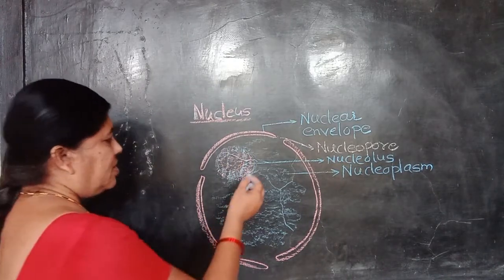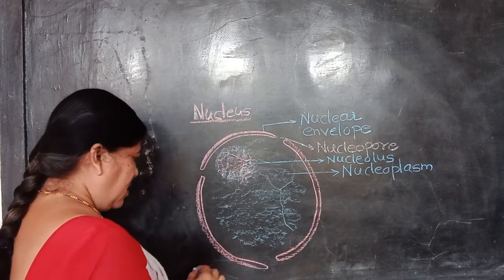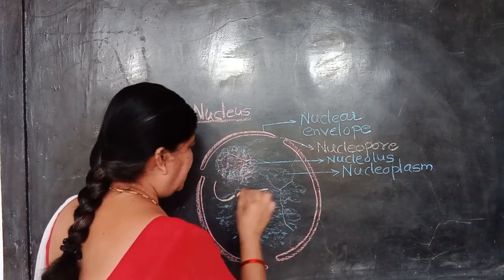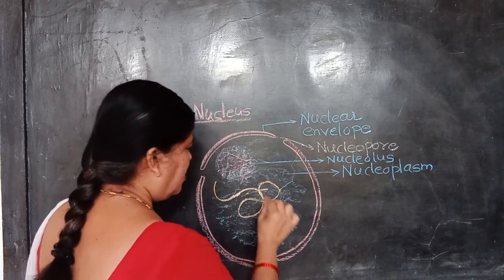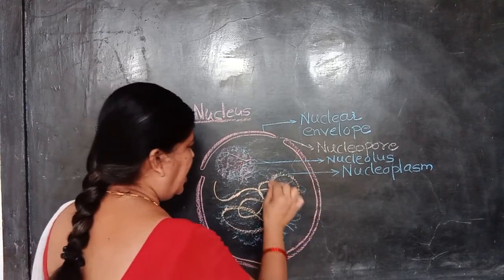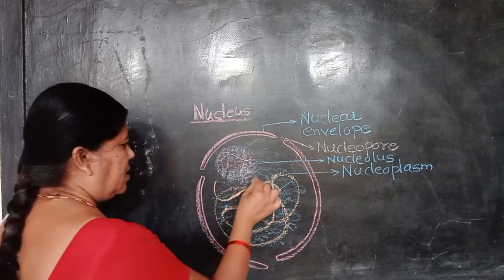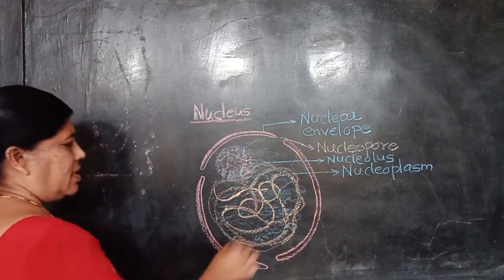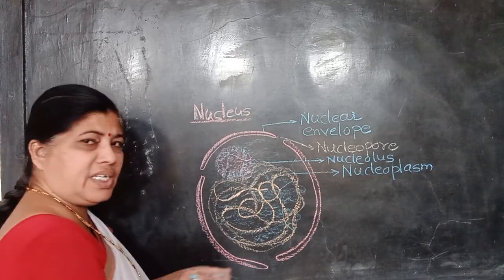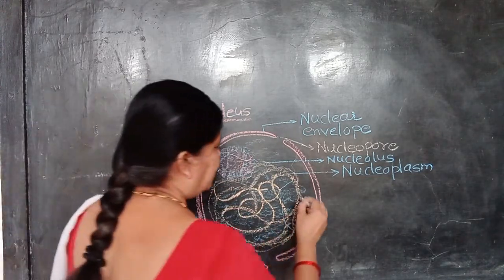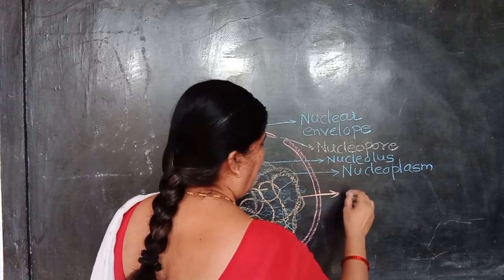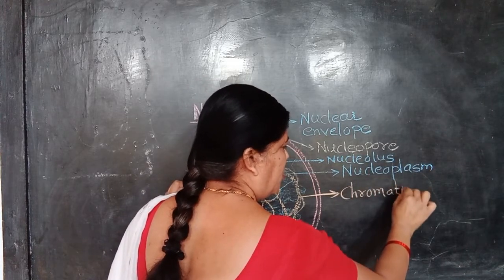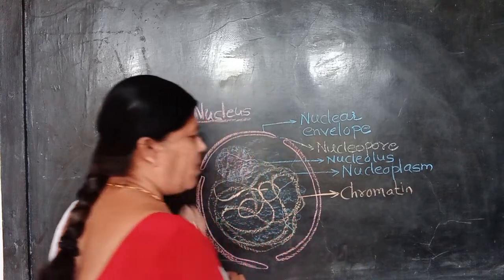Then this nucleolus contains chromatin material. Thread-like structure is present inside the nucleus, and this thread-like structure which is present inside the nucleus is called chromatin material or chromatin fiber.